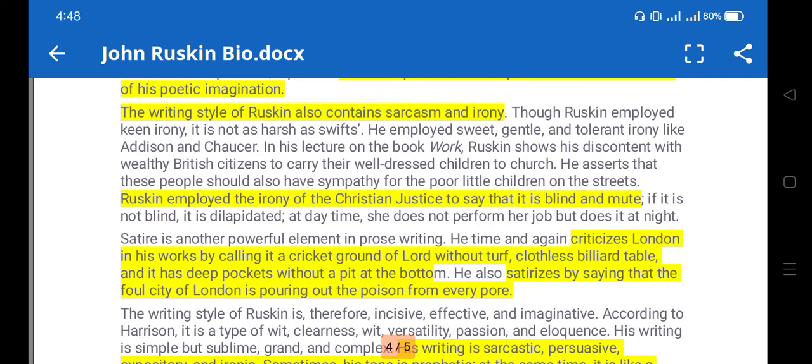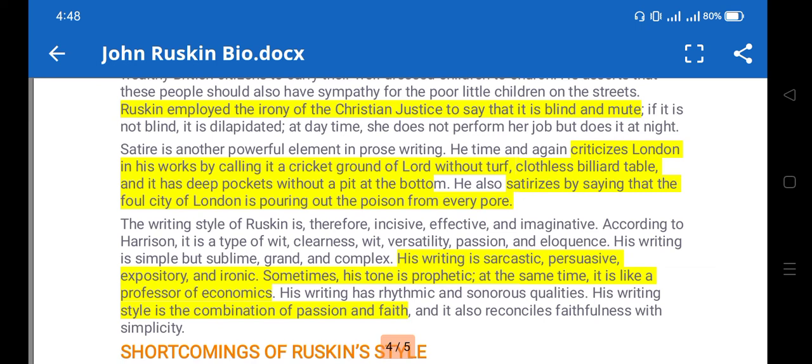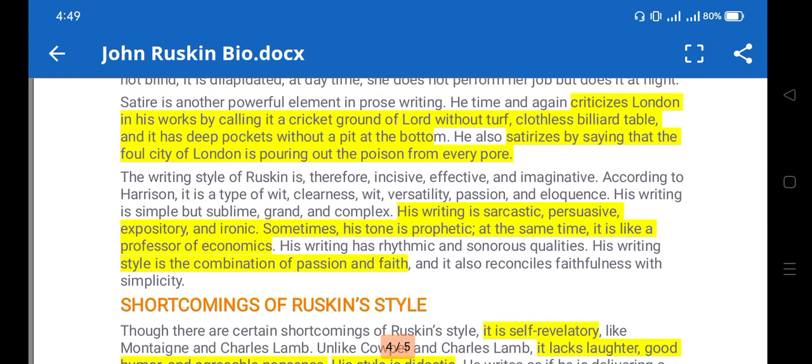He criticized London in his work by calling it a cricket ground of the Lord without turf. Yes, he criticized London as well in his essay work. We'll see that in the upcoming video. He also described it as a deep pocket without a pit at the bottom. This refers to the materialism of the people of London, how greedy they are in making money. Their pockets never seem to be filled. It's like a pit with no bottom. They didn't find satisfaction and wanted more and more.